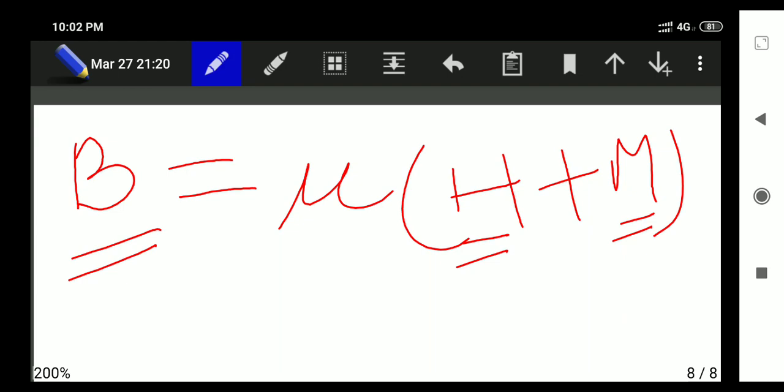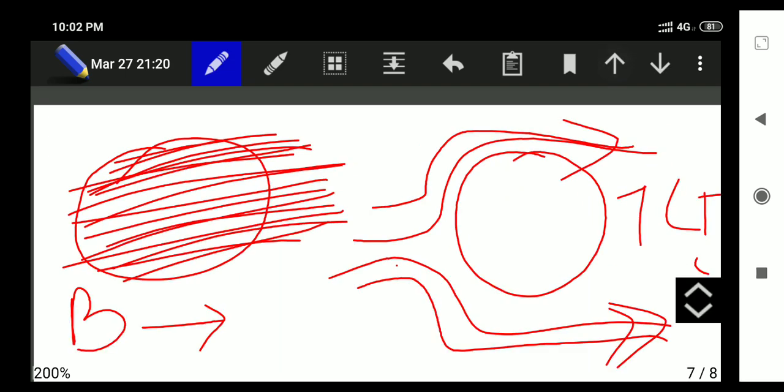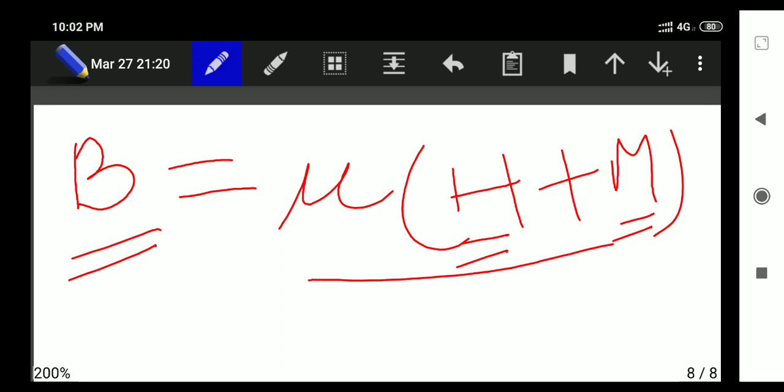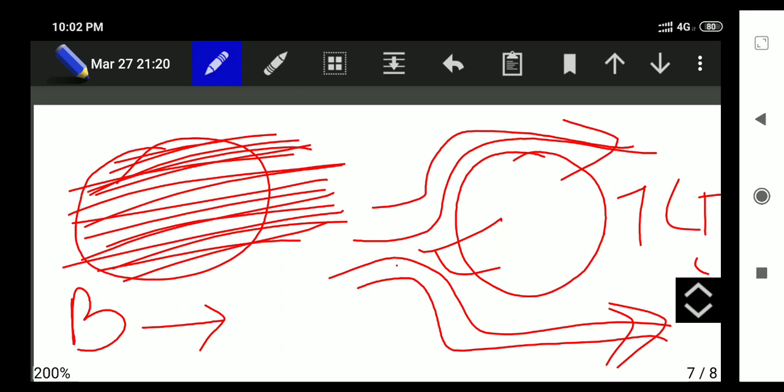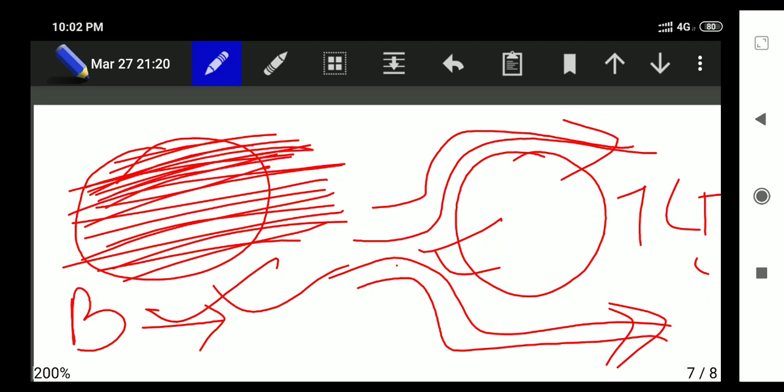Here B is 0. That means the total field induced inside the material is 0. There is no magnetic field inside the system, so the total is 0. Total means, you understood? In this system B is the total magnetic flux induced. Some of these lines of force are because of the applied part and some are generated by the system on its own.